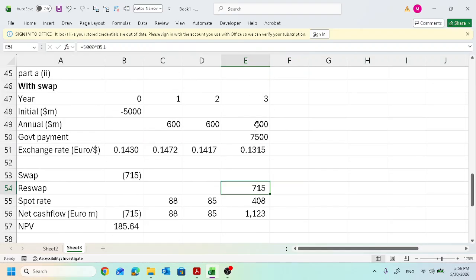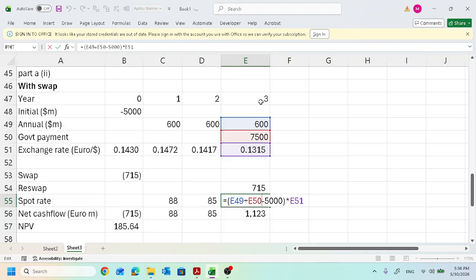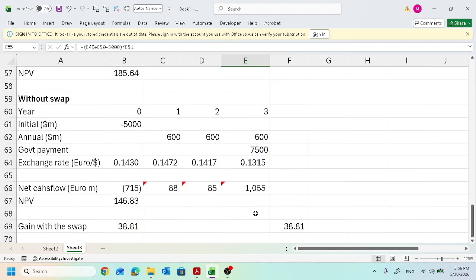Again, see, last year, what did I do? Out of the 8,100, if it is swap arrangement, 5,000 I used using the initial spot rate because of reswapping. The balance amount I used at the year 3 spot rate. If there is no swap arrangement, all the amount you will use the spot rate. Here, all the amount at the spot rate. That will be the only one making the difference.